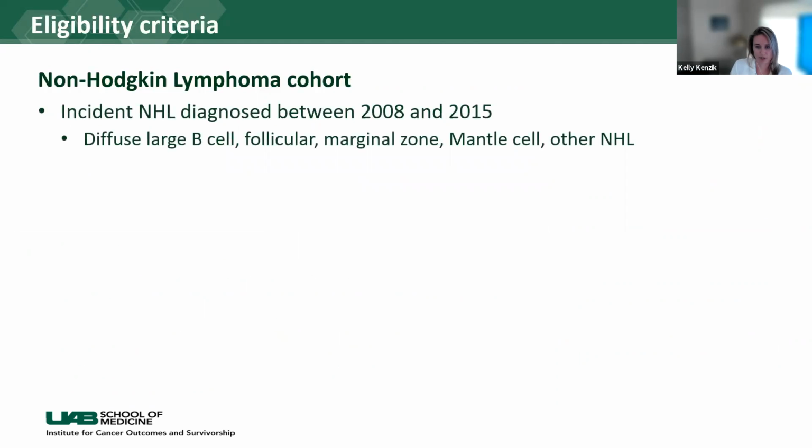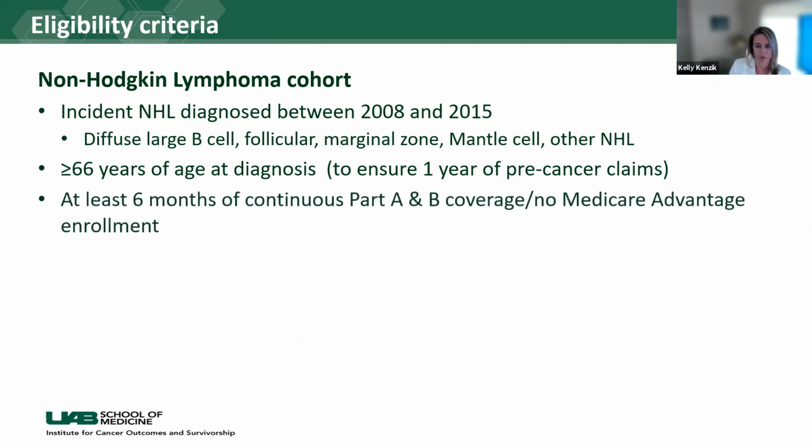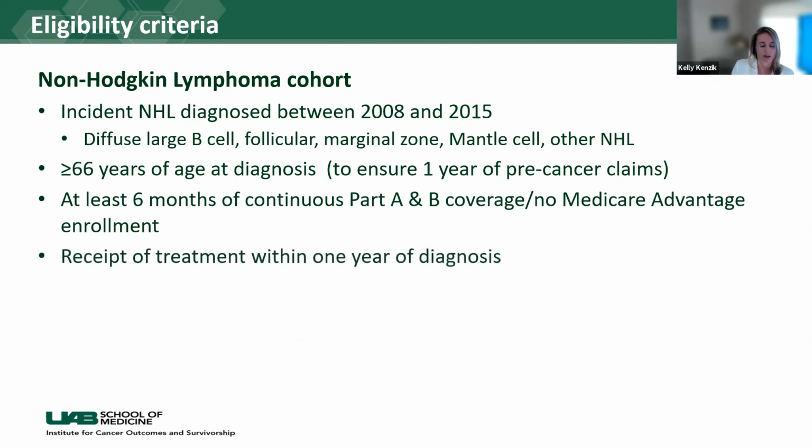So our eligible cohort was incident NHL cases diagnosed between 2008 and 2015. We wanted everyone to be at least 66 years of age at diagnosis to ensure that we had at least 1 year prior. We wanted at least 6 months of continuous Part A and B coverage with no Medicare Advantage enrollment. We also wanted them to have received a treatment within 1 year of diagnosis.